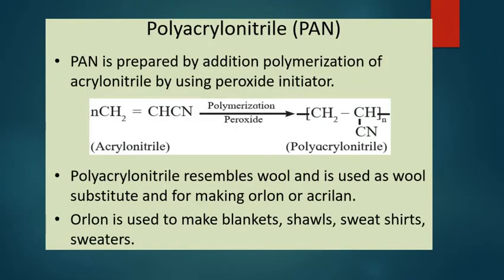Another polymer is polyacrylonitrile, or PAN. Polyacrylonitrile is prepared by addition polymerization of acrylonitrile using a peroxide initiator. We take acrylonitrile in the presence of peroxide, and it will give us polyacrylonitrile. Polyacrylonitrile resembles wool and is used as a wool substitute for making Orlon or acrylan. Orlon is used to make blankets, shawls, sweatshirts and sweaters.